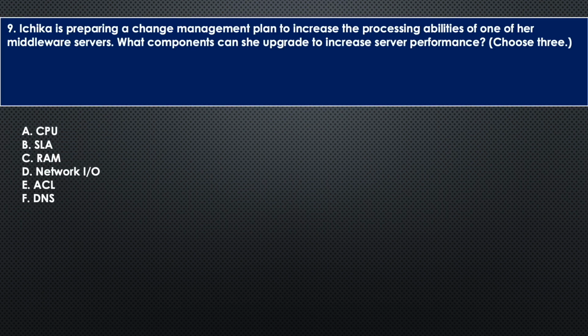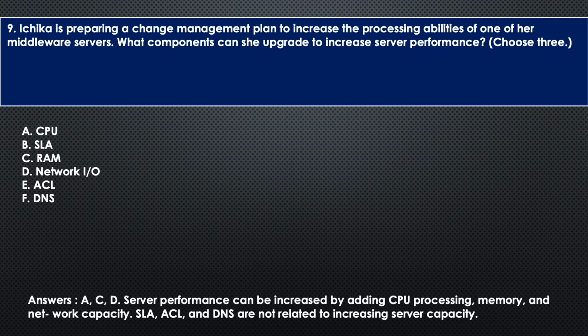9. Ichika is preparing a change management plan to increase the processing abilities of one of her middleware servers. What components can she upgrade to increase server performance? Choose 3. A. CPU. B. SLA. C. RAM. D. Network I/O. E. ACL. F. DNS. Answers: A, C, D. Server performance can be increased by adding CPU processing, memory, and network capacity. SLA, ACL, and DNS are not related to increasing server capacity.